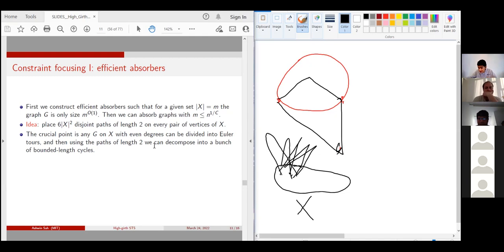The mystery graph could even be the empty graph. Whatever it is, the mystery graph plus this thing can be decomposed into a bunch of bounded length cycles. In fact, you can make it cycles of length 3, 4, or 5.